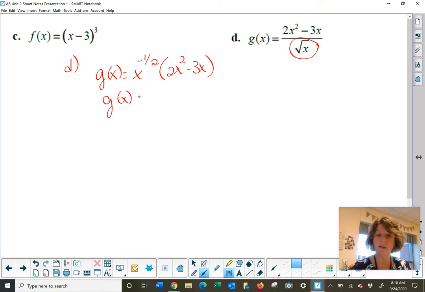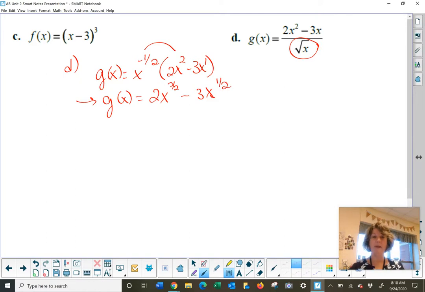Distribute through, we're still just simplifying. You can tell because I'm still just working with the regular function. Distributing, I'm going to get a 2x. 2 plus a negative half leaves me 1/2. I'm going to write it as 3/2. Minus 3, x to the first plus a negative half leaves me a positive half. And now I'm sitting in a pretty nice position to go into the derivative work.